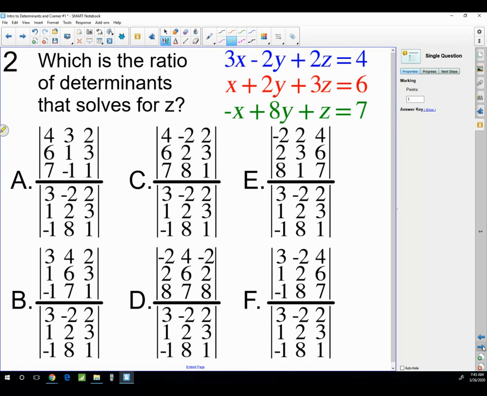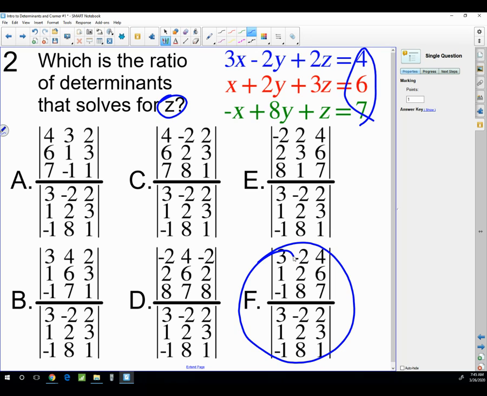Okay, there's another problem. Number 2, see if you can identify that answer. I believe it is F. Okay, the constants, we're solving for z. The constants have to be in the z column on top, and everything else has to remain the same.